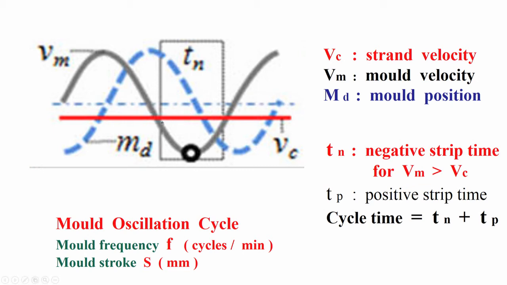So, let us assume this is fixed, this is linear, this is not sinusoidal. Mould is moving in a sinusoidal fashion, but the strand velocity, casting velocity is linear and always it is down. Mould displacement is going up and down, so the mould velocity is also going upwards and coming downwards, but the casting velocity is always linear and downwards. So, now let us come to a situation.